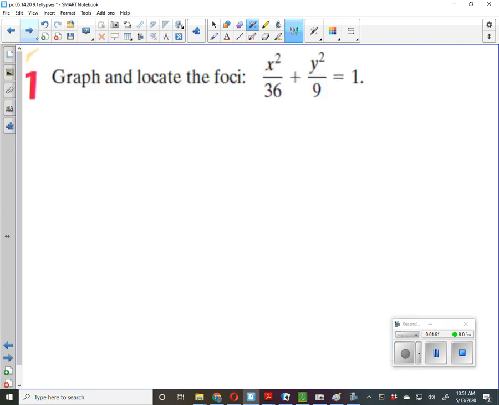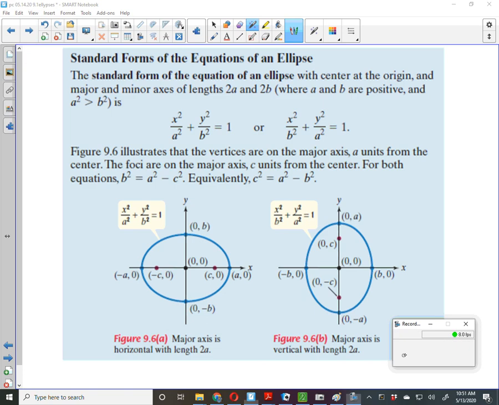All right. So graph and locate the foci. The foci are these points right here. By definition, for every point here, the sum of the distances from the foci to that point will always be the same. You can calculate your b squared and your c squared. Notice your c squared is where your foci are located.